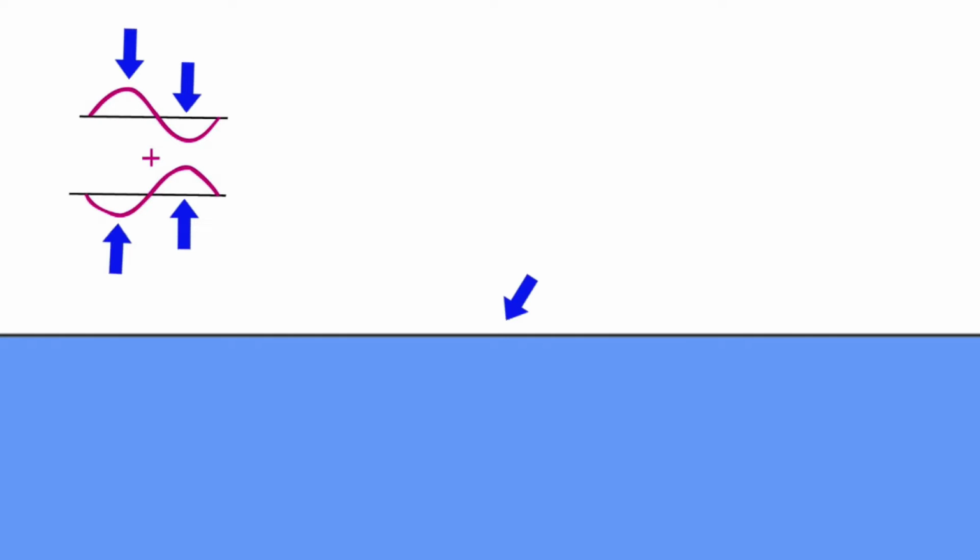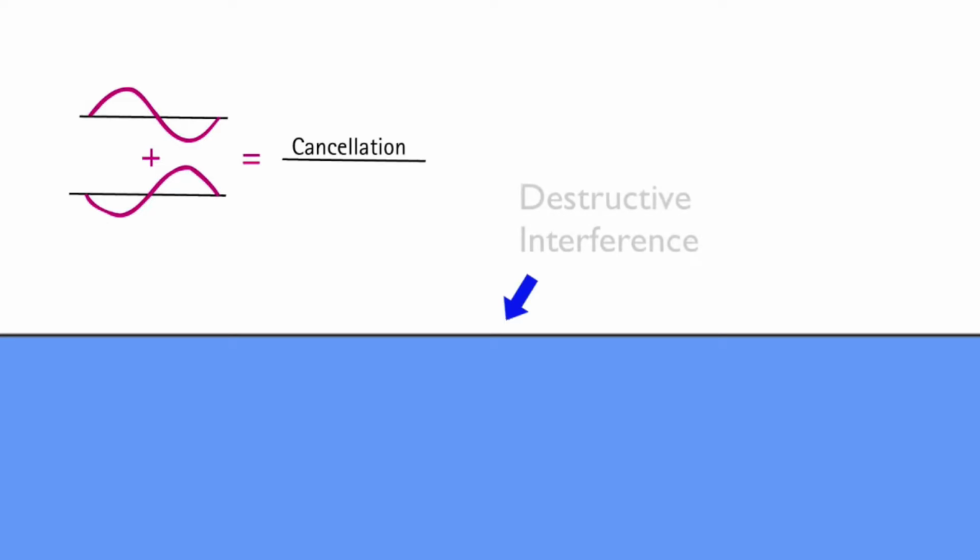Here's a moment when 2 highs overlap. This results in a combined high that's much higher. This is constructive interference. Now, here's a moment where all the highs are perfectly overlapping all the lows. We see a cancellation of the wave amplitudes. This is a moment of destructive interference.